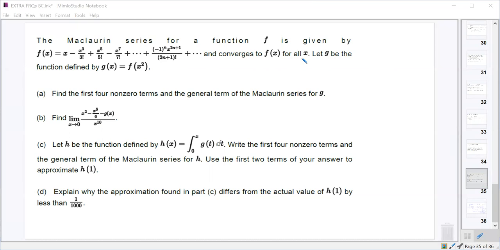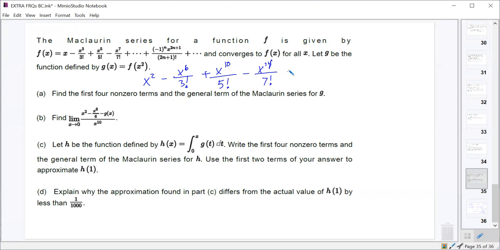So we want, though, f of x squared. So all we have to do is replace the x in the first 4 non-zero terms with x squared, and replace the x in our general term with an x squared. So instead of x, it should be x squared. Instead of x cubed, it should be x squared cubed, which will be x to the 6th, still over 3 factorial. And then it should be x to the 10th over 5 factorial, and then minus x to the 14th over 7 factorial. Everybody good with those terms?